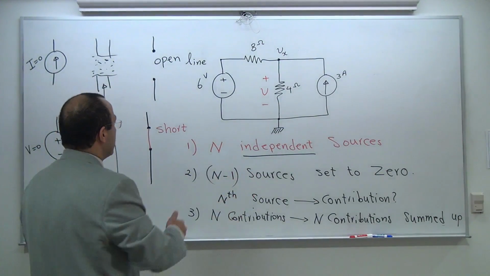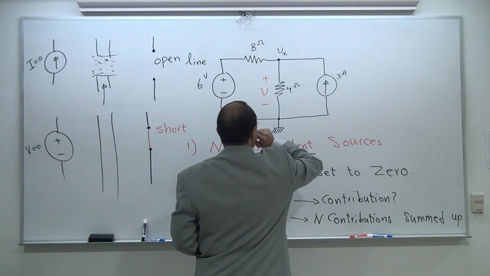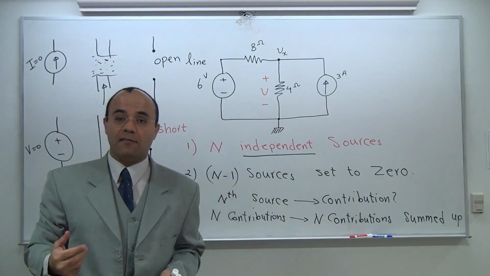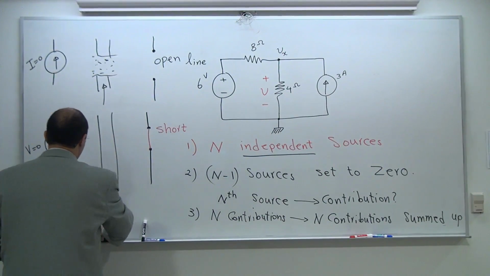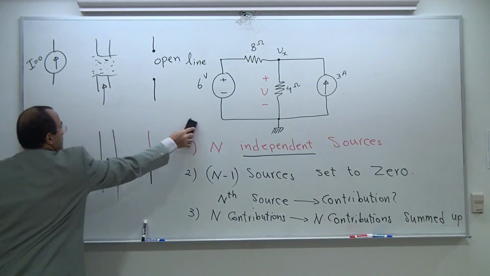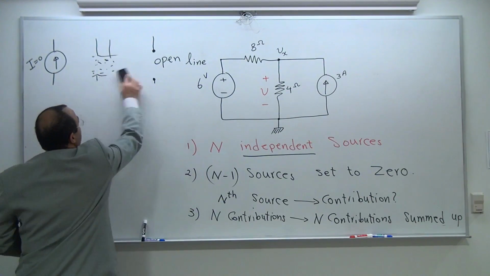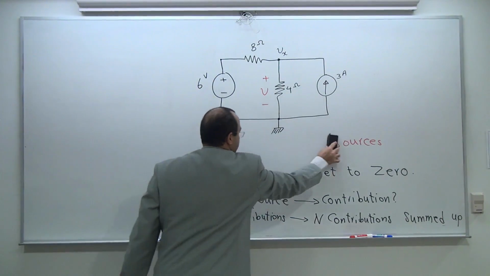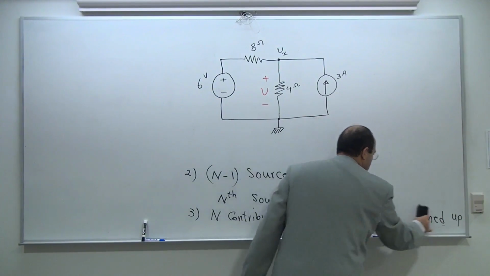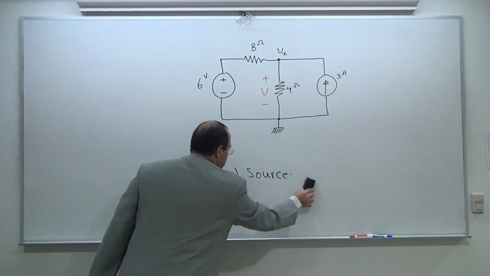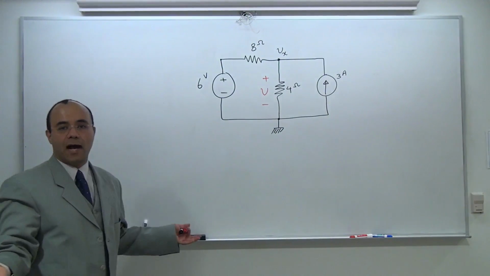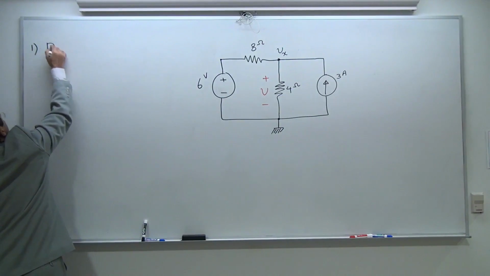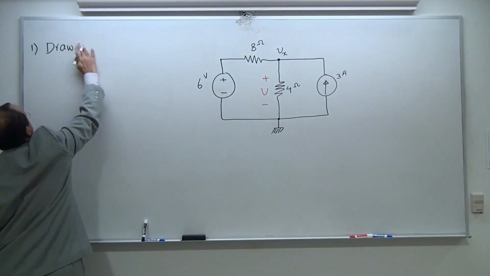So here is an example. You have two independent sources. One of them is a voltage source, another one is a current source. What do we do when we face the idea of superposition? So let me go back and begin the process. The process is relatively friendly. All we have to do is draw the design n times. If you have two independent sources, I need you to draw the design. Draw the circuits.